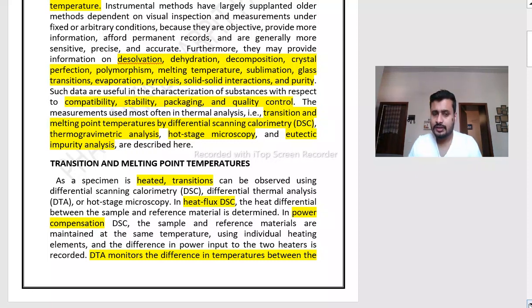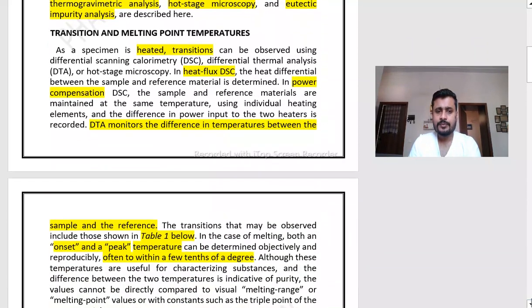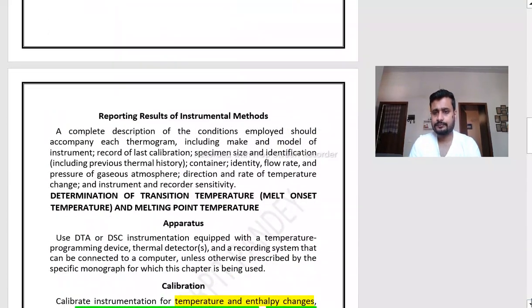What is DTA, differential thermal analysis? DTA monitors the difference in temperature between the sample and the reference.